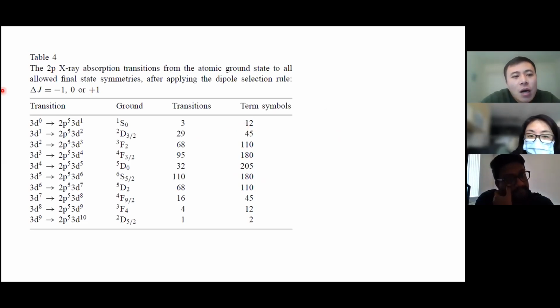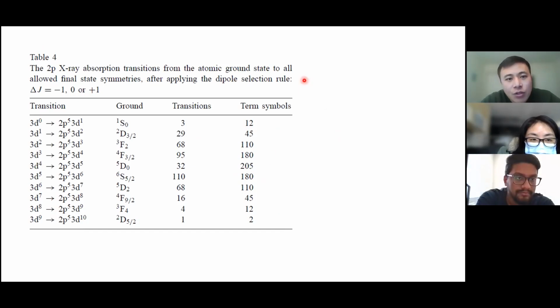And this is a table I simply copy pasted from our journal article. It was actually from Frank de Groot. If you look at the transition metal L-edge literature by Frank de Groot, you will see a lot of such terminology used in his papers. He's basically discussing the transition for the 2p L-edge. So we're exciting the 2p electrons, and he's listing the possible states.